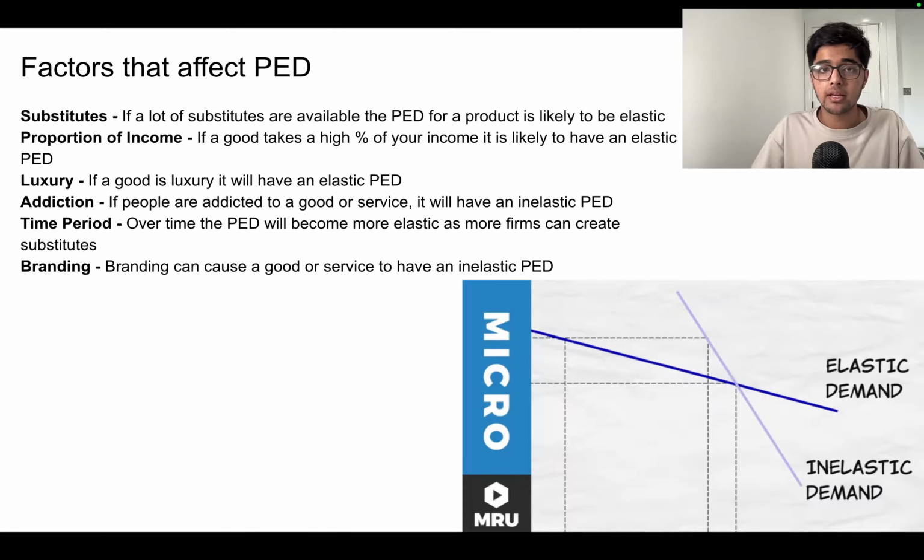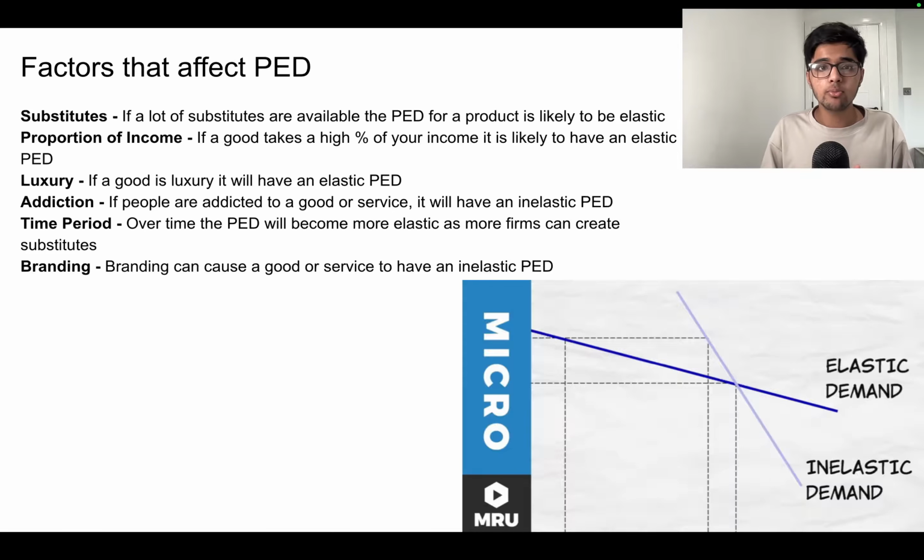Proportion of income. If a good takes a high percentage of income, it's likely to have an elastic PED, because you're more likely to buy it if the price decreases. Luxury. If a good is luxury, it will have an elastic PED. For example, if a Louis Vuitton or Gucci bag decreases in price significantly, the demand will increase by an even larger extent, because more people would like to own it.